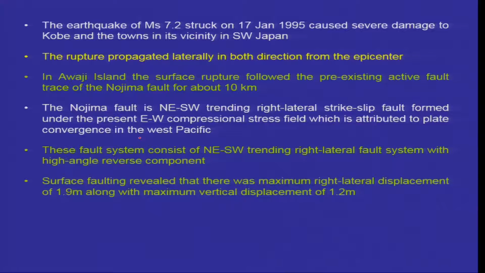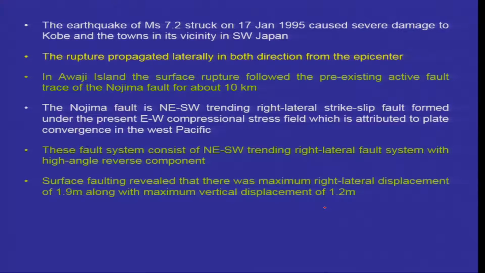Briefly, what was most important to look at is the surface faulting. Surface faulting revealed a maximum right lateral displacement of 1.9 meters, along with a maximum vertical displacement of 1.2 meters. So, the fault moved laterally, and it also resulted in vertical displacement.